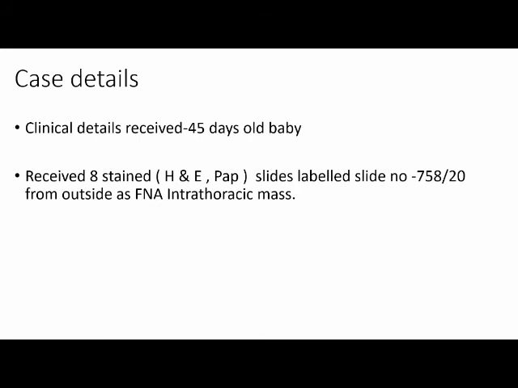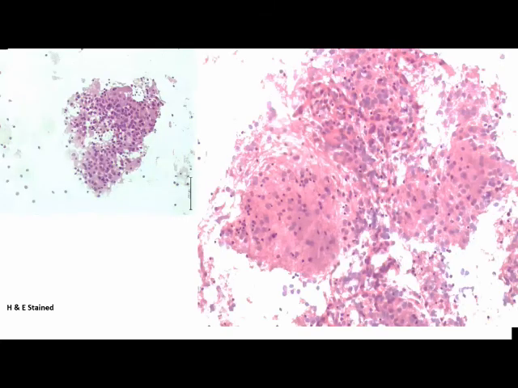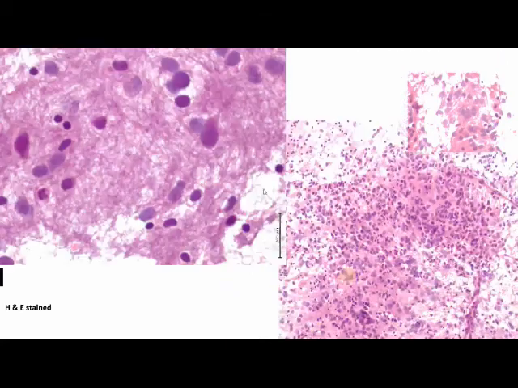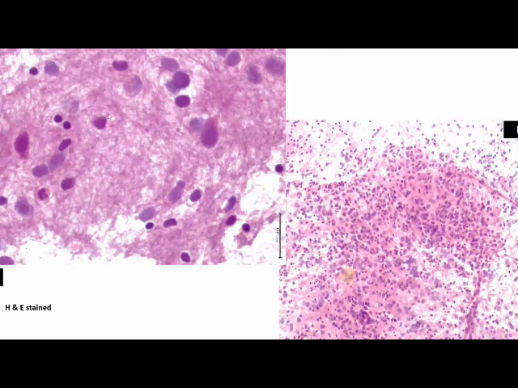We got 8 stained slides for review here, which were labeled as FNAC from intrathoracic mass. These are the H&E stained slides, which were quite cellular. In these cellular areas we saw small round cells arranged in a loosely cohesive manner. In the high power view, we can see that these small round cells are set in a fibrillary background, that is nothing but the neuropil. This is a Pap stained slide of the same, where we can see in the lower power the vague rosetting pattern. And here in the right side corner, it's the same round cells set in the fibrillary background.